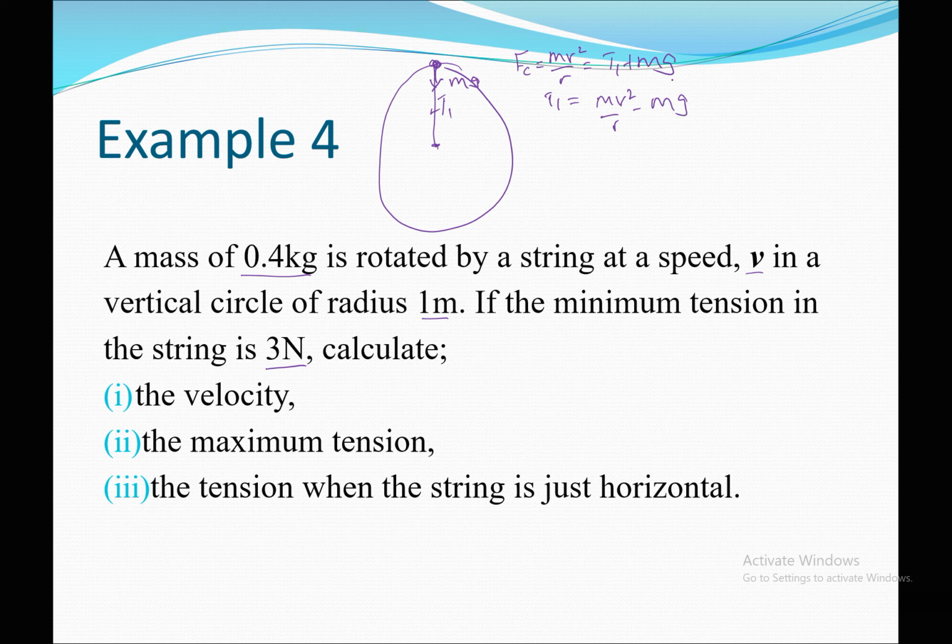So I'll just substitute. The minimum tension is given as 3. So 3 is going to be m, which is 0.4, times v squared, divided by 1, minus 0.4 times g, which is 9.81. So this gives us v. So I'll just press my calculator.